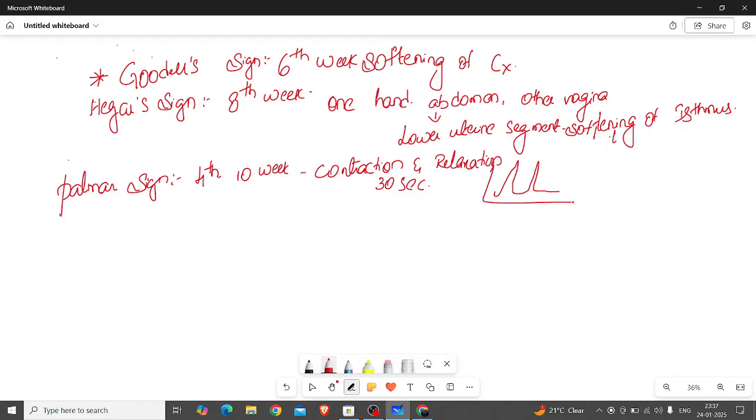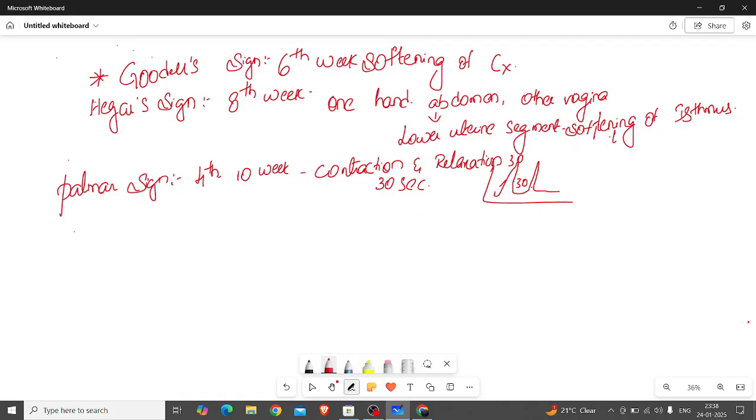If we consider it as a graph, there will be continuous contraction and relaxation, about 30 seconds of contraction and about 30 seconds of relaxation. This is initially seen only about the 4th to 10th week, just a mild 30 seconds. That indicates Palmer sign. During contraction, there will be a hardness felt, and during relaxation, we feel it as soft.